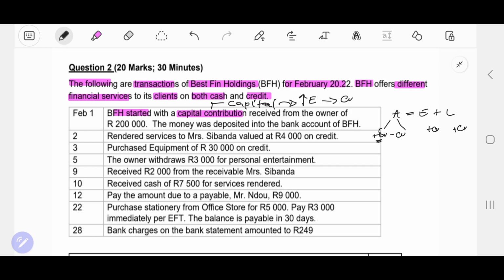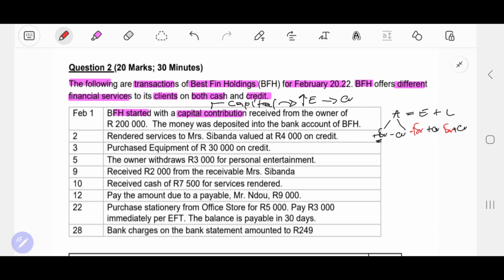If assets decrease on the credit side, then equity and liabilities decrease on the debit side. So this information is the one that we'll use to analyze transactions.